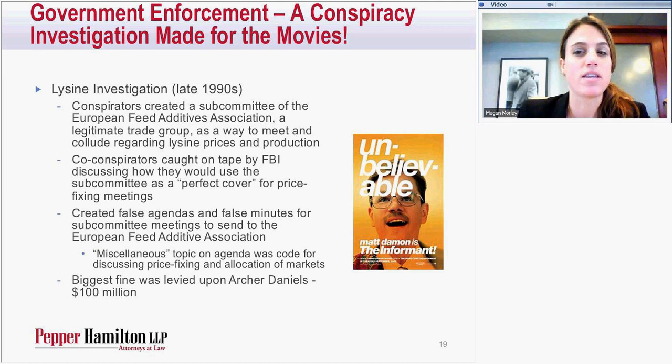It went so far as they actually created false agendas and false minutes for these meetings that they would submit to the lead, the European Feed Additives Association, which again was a legitimate trade group, and they would list all sorts of topics that weren't actually discussed. The topic miscellaneous was a code word for discussing fixing prices and allocation of markets. This matter occurred quite a few years ago, but the biggest fine was levied upon Archer Daniels, and it was for $100 million.